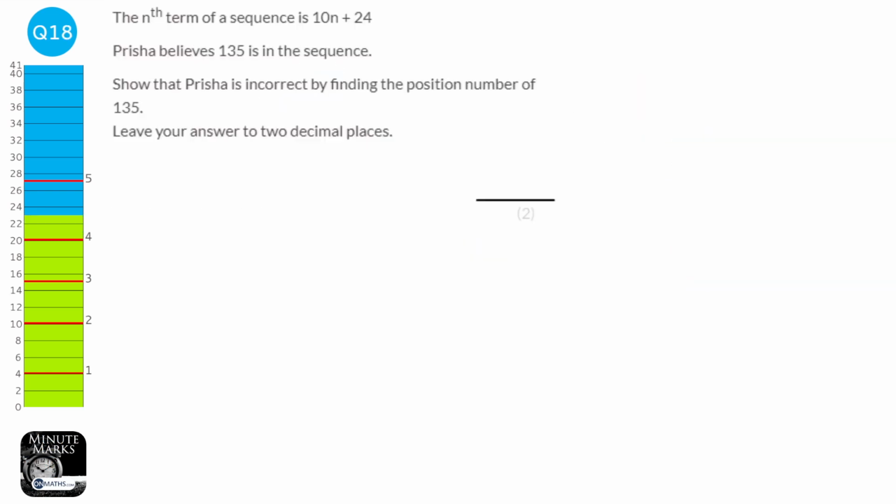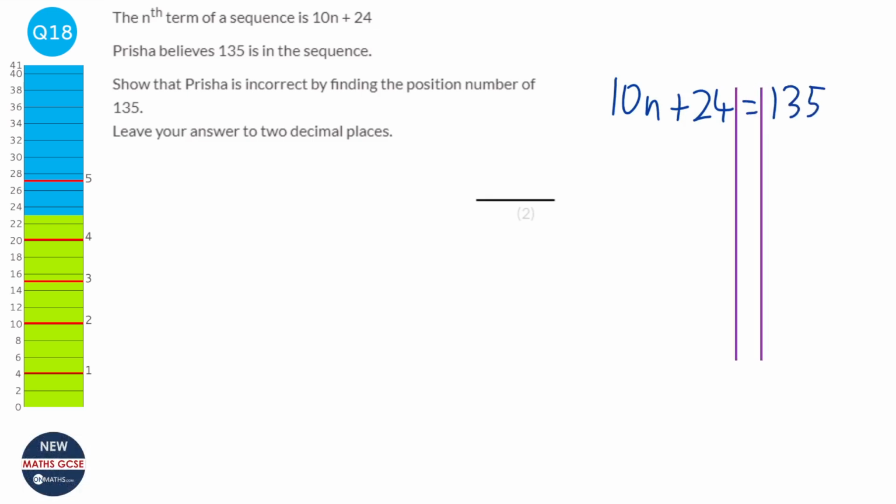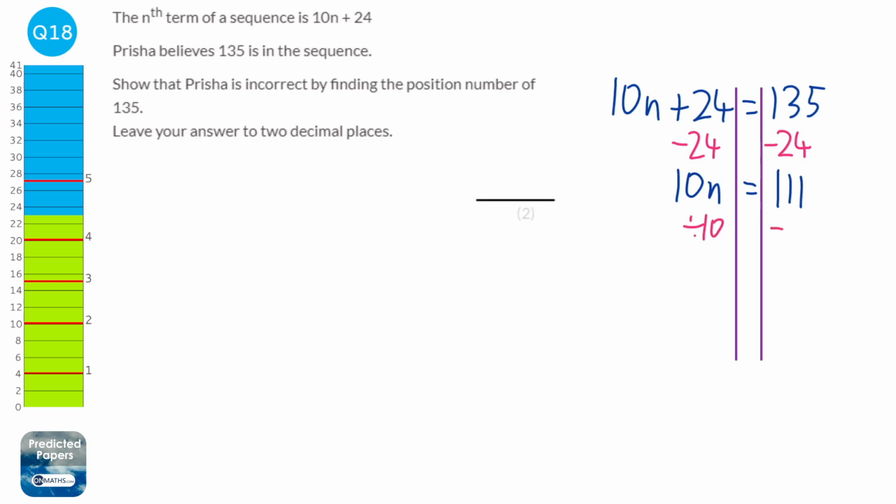To see if a number's in a sequence, we get the nth term and we get it equal to the number we think is in the sequence. And if the number is in the sequence, then we'll get an integer for n. If the number's not in the sequence, then we'll get a decimal. So we're just solving this now, and we're doing 135 take away 24, which is 111. And then we're going to divide both sides by 10, and you're probably already seeing the fact that it doesn't work exactly, because n is 11.1, which means that Prisha is wrong. 135 can't be in that sequence.